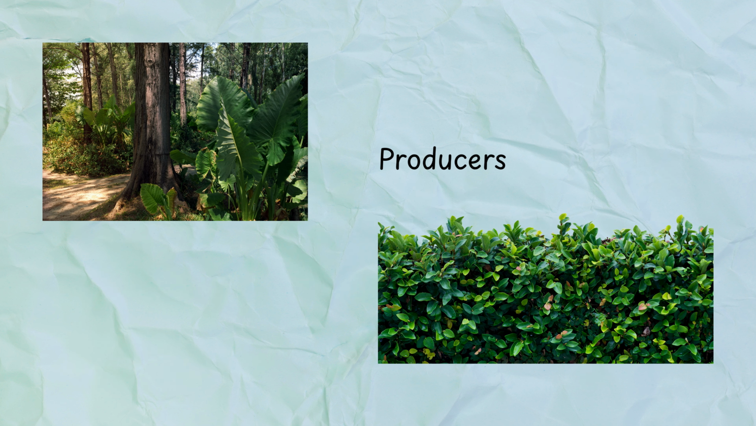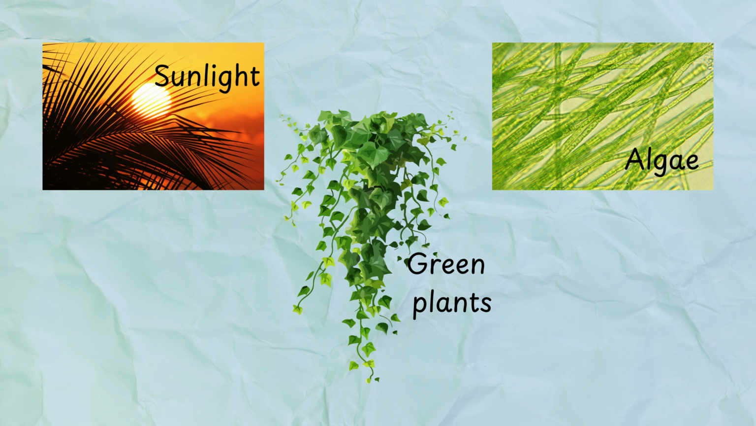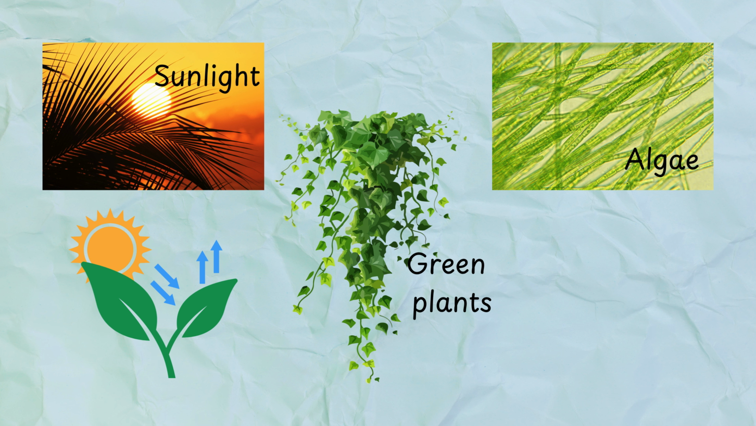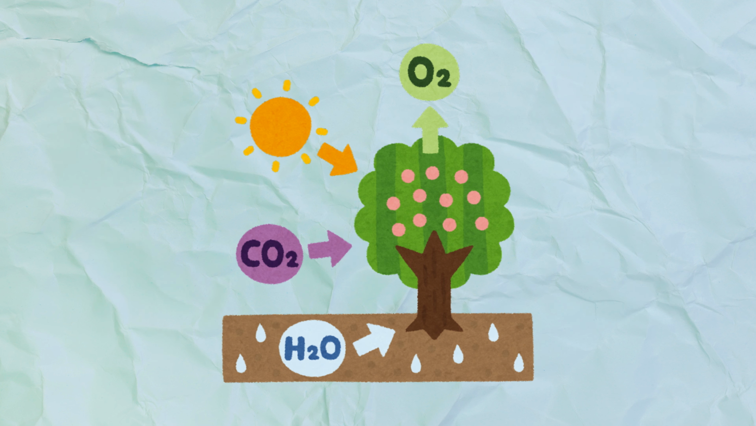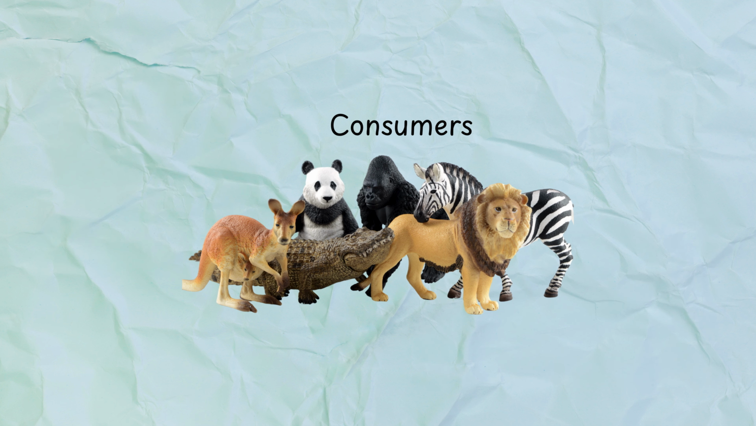Producers are organisms that can make their own food, primarily using energy from the sun. These are mostly green plants and algae that contain chlorophyll, which enables them to carry out photosynthesis. Because they create food from simple substances like carbon dioxide and water, they are also known as photoautotrophs. Some bacteria, found deep under the ocean where sunlight doesn't reach, make food using chemical energy instead. These are called chemoautotrophs.